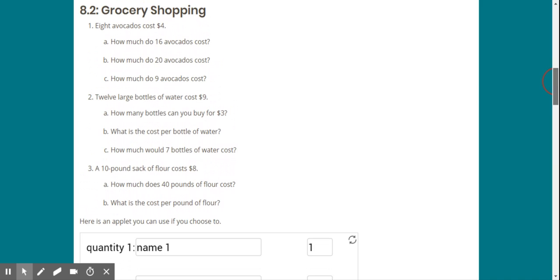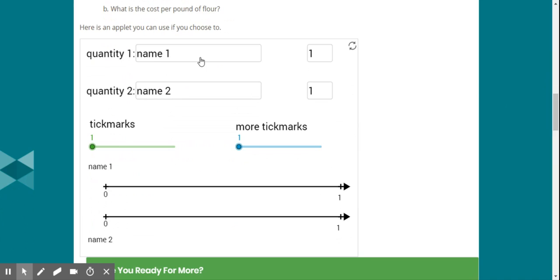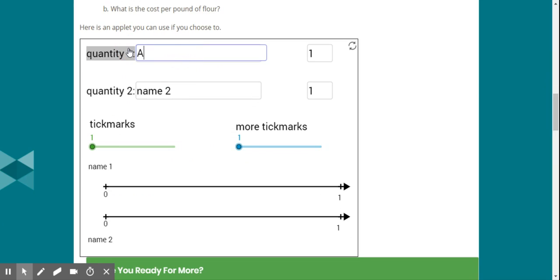So I'm going to do this for the 8 avocados cost $4. So here I'm doing avocados, and it was 8 of them. Mark. There we go. And here we're looking at dollars, which was $4. And so now you can see the 8 and the 4 are set up here.